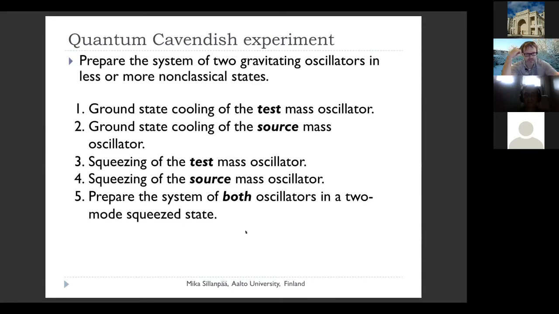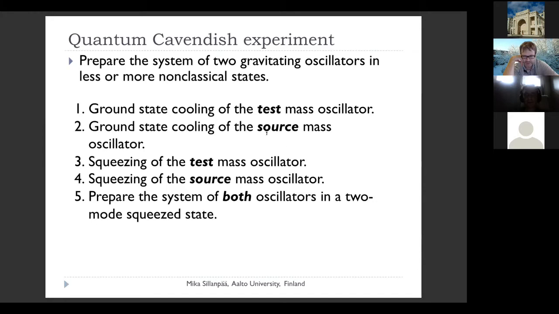And there are a couple of possibilities for what to do experimentally. One can do ground state cooling, first of the test mass oscillator, this is the easiest. Then ground state cooling of the source mass oscillator. And these ground states, it's a bit a matter of taste. One can argue that they are not quantum, but they are quantum in the sense that the quantum fluctuations are dominant. What happens when you bring gravity into play? Nobody knows.